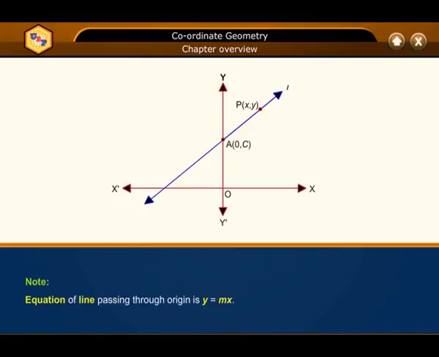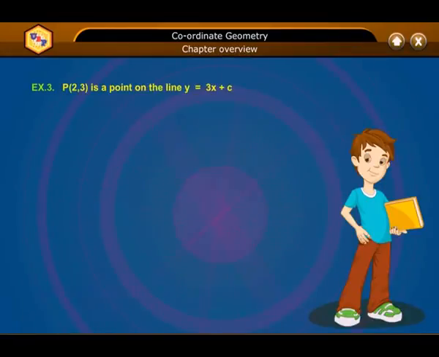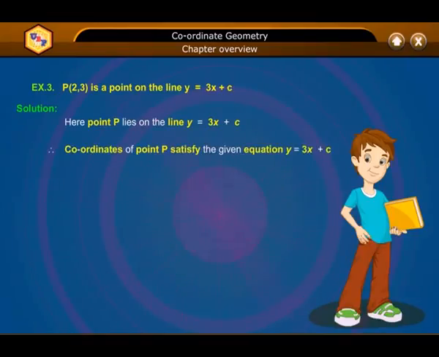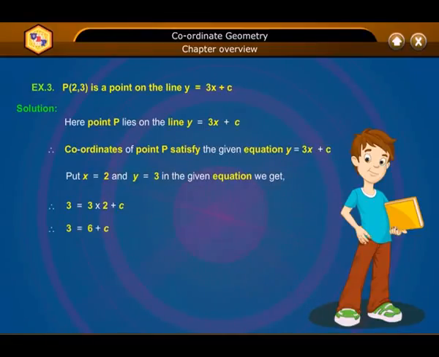Note, the equation of a line passing through the origin is y equal to mx. Example 3. P(2, 3) is a point on the line y is equal to 3x plus c. Solution. Here, point P lies on the line y is equal to 3x plus c. The coordinates of point P satisfy the given equation. Put x is equal to 2 and y is equal to 3 in the given equation, we get 3 is equal to 3 multiplied by 2 plus c. 3 is equal to 6 plus c. c is equal to minus 3.